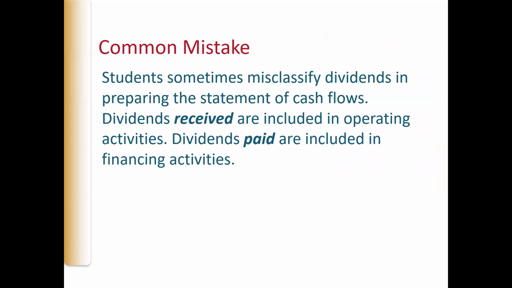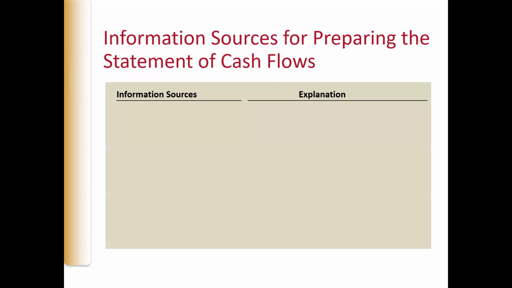Remember, sometimes students wrongly show dividends in the statement of cash flow. When the company receives dividends, they're part of operating activities. But remember, dividends we pay are part of financing activities. When we receive dividends, they're operating. When we pay dividends, they're financing.